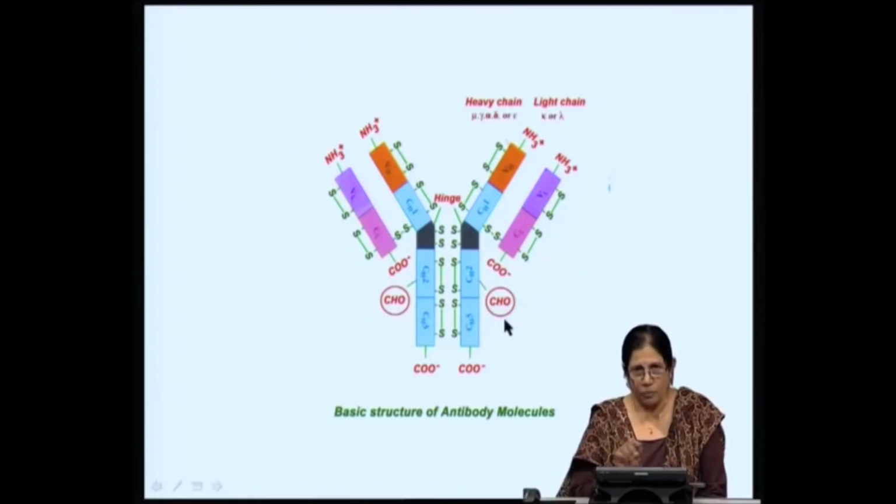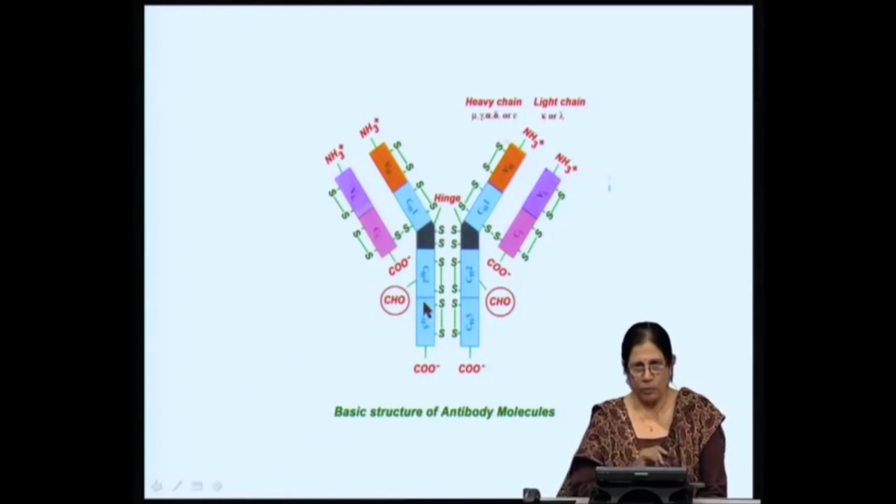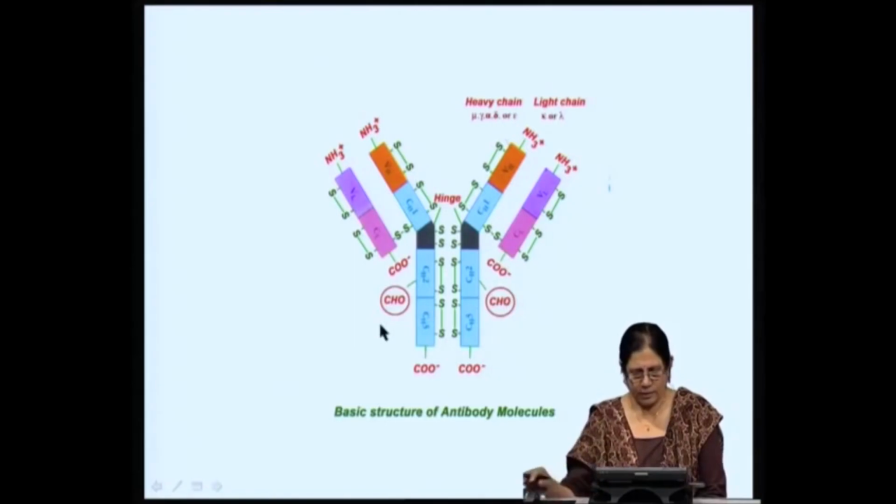Immunoglobulins are glycoproteins, they are glycosylated. The amino acids that get glycosylated, where the glycan chain is normally present, are on the constant domain 2 of the immunoglobulin molecule. Both the heavy chains are glycosylated.